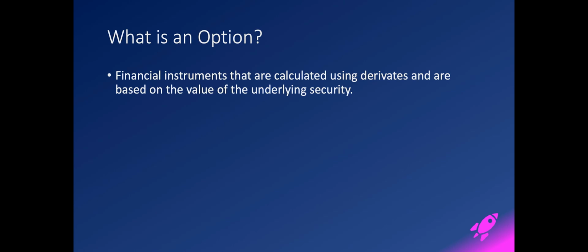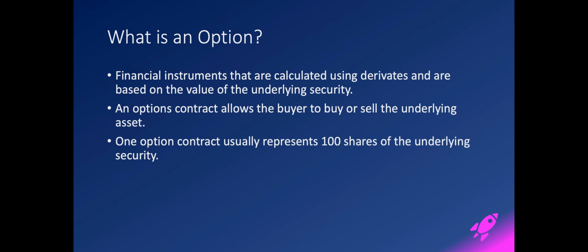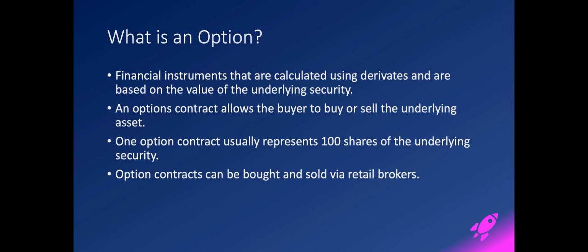An option is a financial instrument that is calculated using derivatives and is based on the value of the underlying security. The underlying security that we're talking about is, most of the time, a stock. An options contract allows the buyer to buy or sell the underlying asset. One option contract usually represents 100 shares of the underlying security. Option contracts can be bought and sold via retail brokers, wherever you are usually doing your trading, wherever you can buy and sell shares. And not all stocks have options.